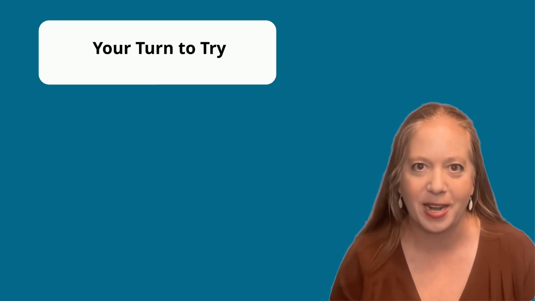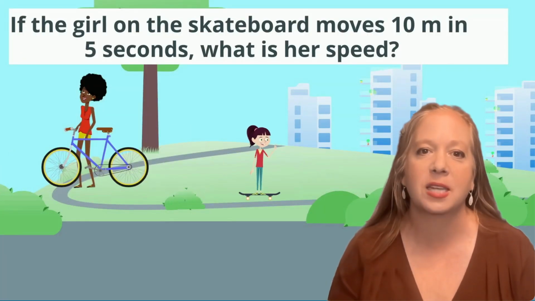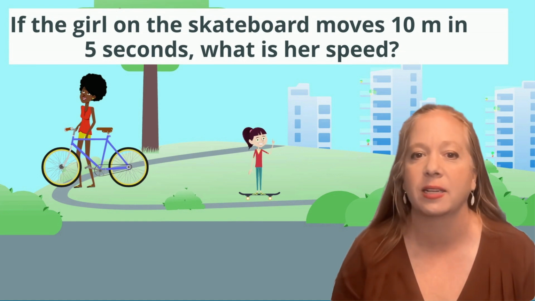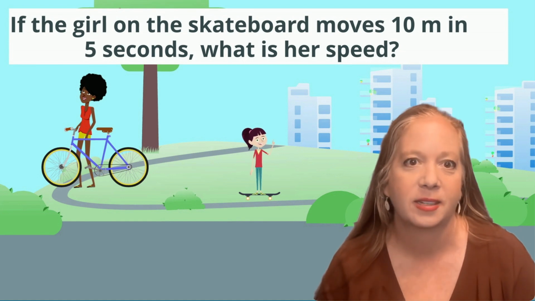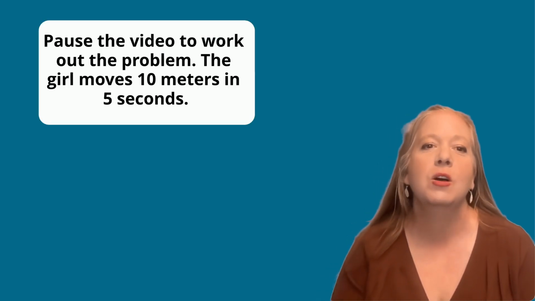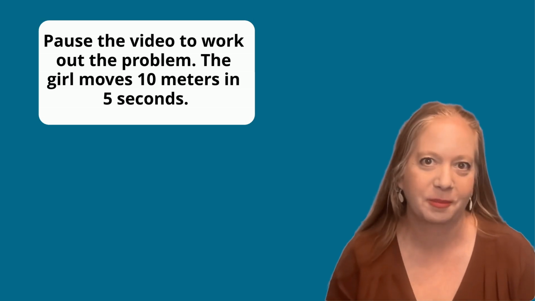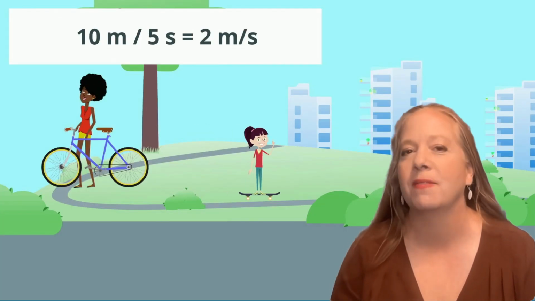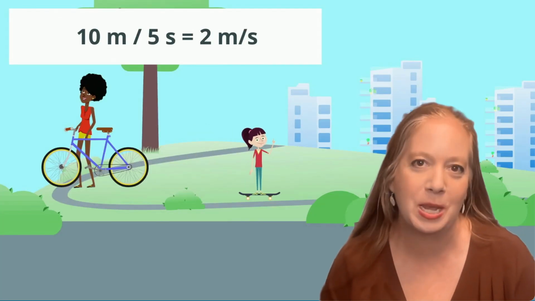It's your turn to try now. The girl on the skateboard moves 10 meters in 5 seconds. So what is her speed? Go ahead and pause the video to work the problem out. 10 meters divided by 5 seconds would give you 2 meters per second.